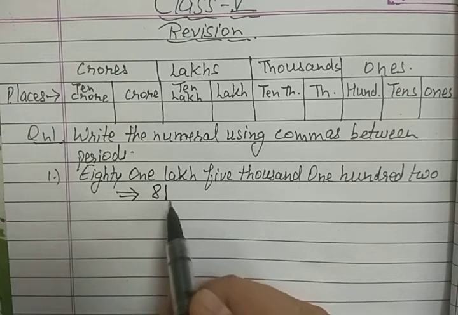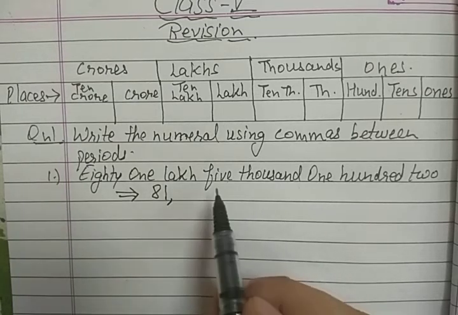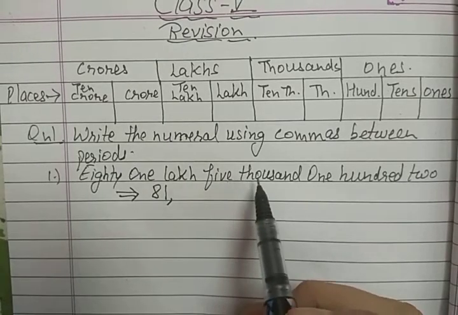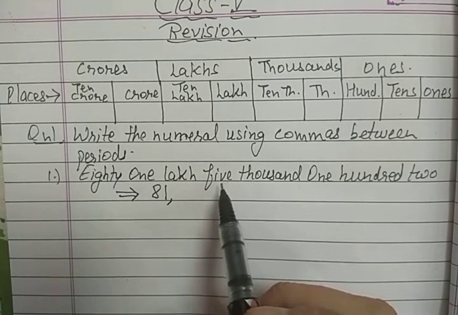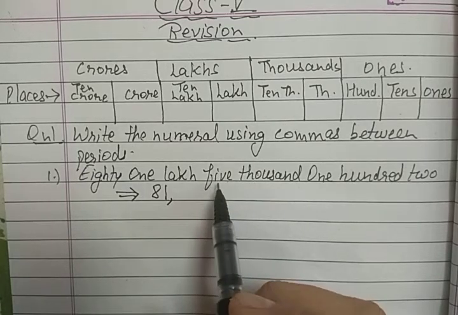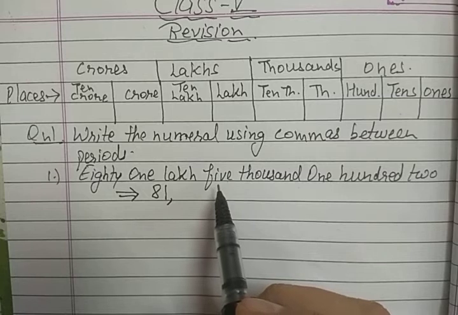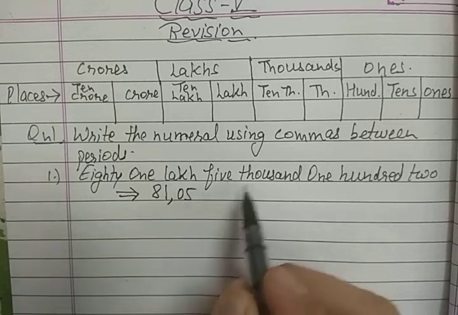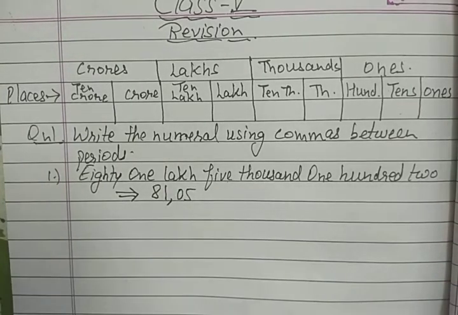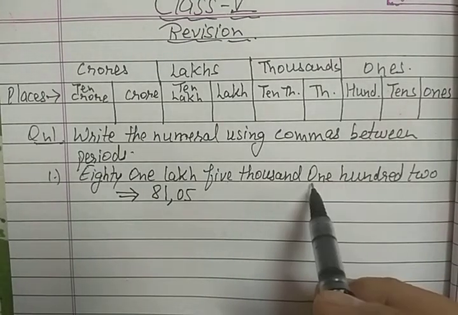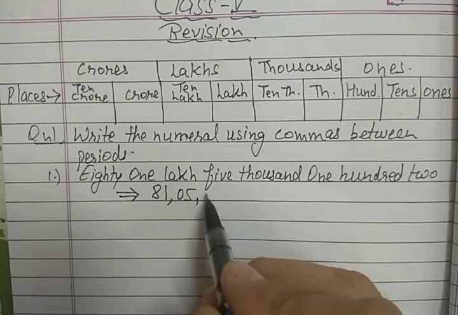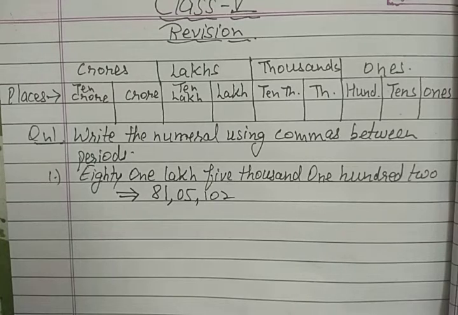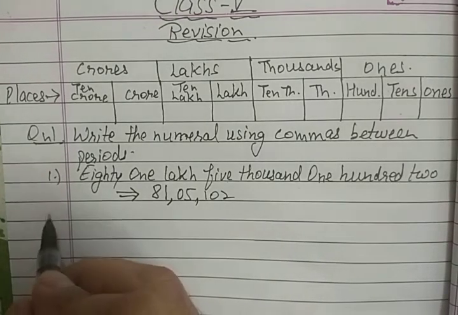So we know that there are two digits. Then 5,000, which period comes after lakh? That is 1000 period. And we know that there are two places in 1000 period. But here 5 is only one digit. So how can we write this one digit in two places? So we'll write like 05, 5,000. And then what is the next period? That is ones period. And what is in the ones period? 102. So we will write 102. So this is 81 lakh 5,102. Now let us take one more example.